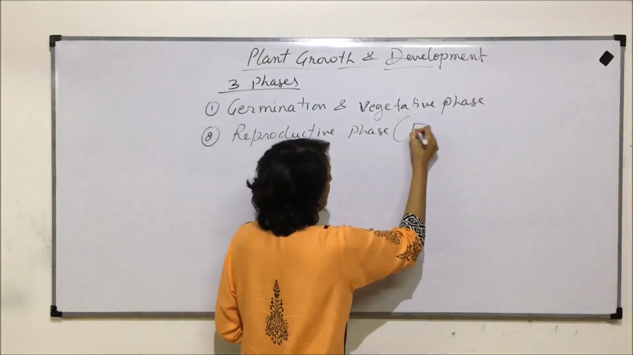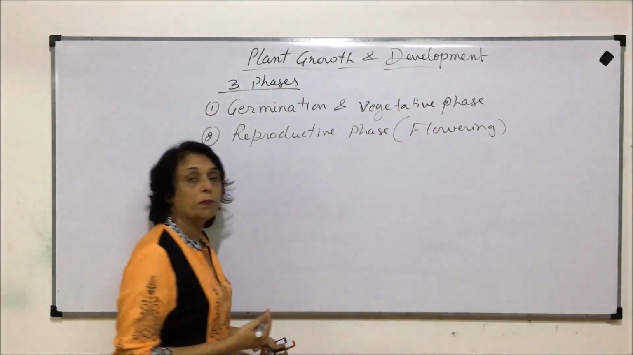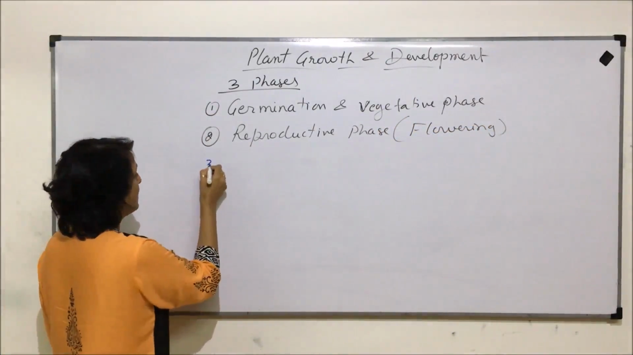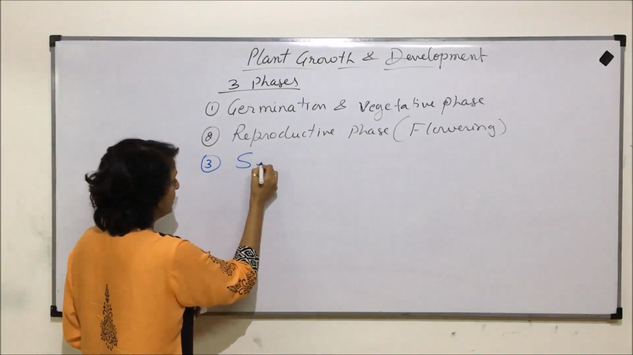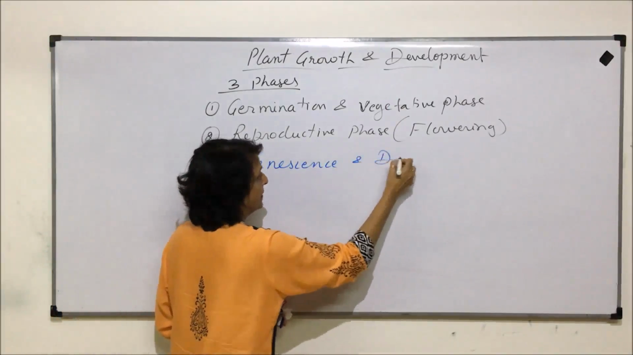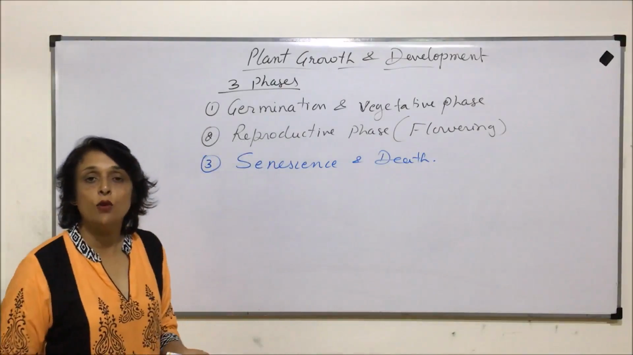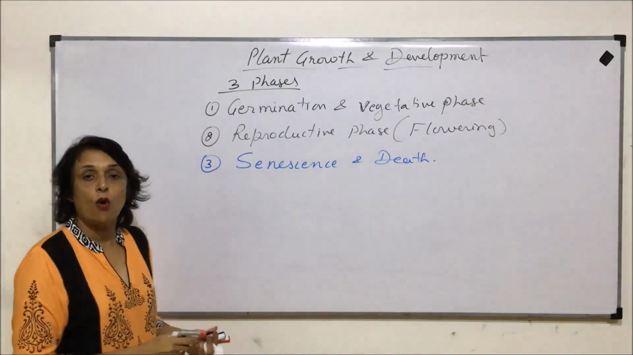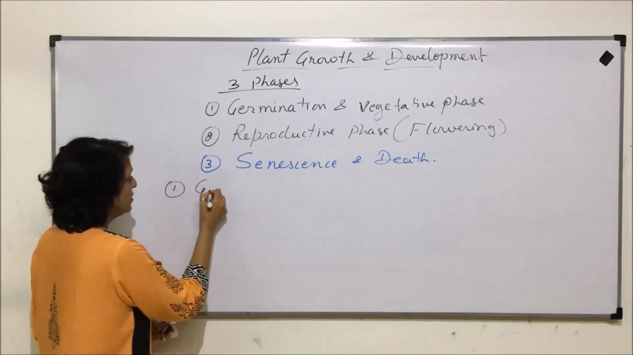Or flowering period when the plant reproduces. And the third phase is when the plant gets old and then dies, that is senescence and death. So in these 3 phases, the complete plant growth and development gets completed. We will be talking about all these 3 phases. Let us start with the first one, that is germination.